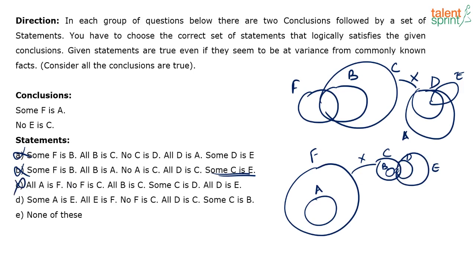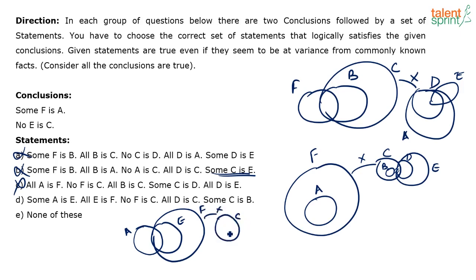Now let us look at the fourth one. Some A is E. All E is F. No F is C. All D is C. Some C is B. So some F is A. Yes, that's true. Correct? Some F is A. Satisfied. No E is C. Where is E? E is here. Correct? It is given that F and C are disjoint and all E is F. So actually, if you know this itself, you can say that the second conclusion is also following.